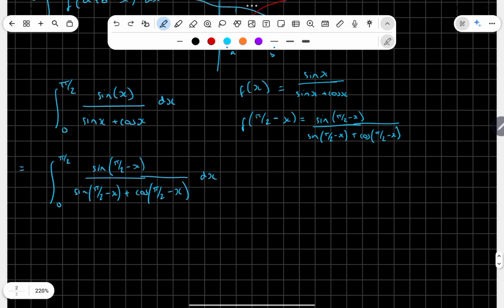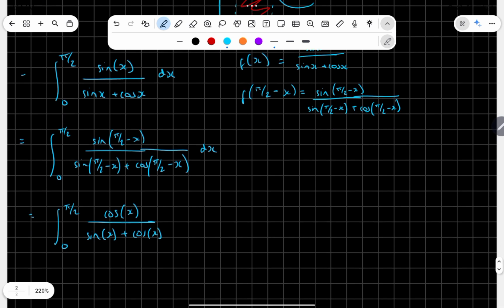Okay, now we can see that sine of pi over 2 minus x is the same as cos x. Cos of pi over 2 minus x is the same as sine x. Now notice we have I is equal to this and I is also equal to this. So let's add these two together. So 2I is equal to the integral from 0 to pi over 2 of sine x plus cos x over sine x plus cos x dx.